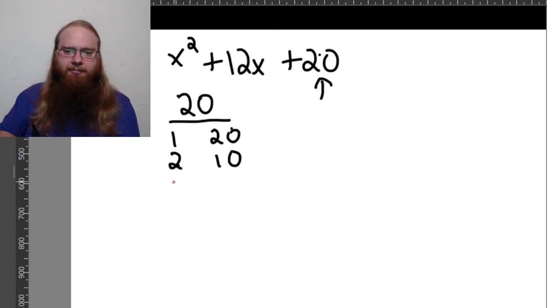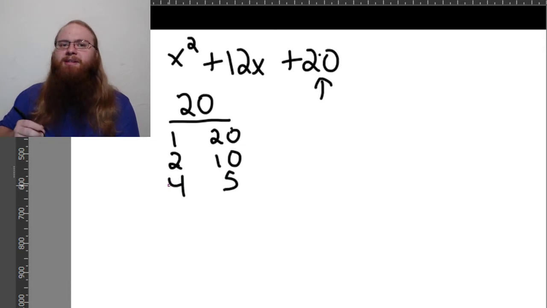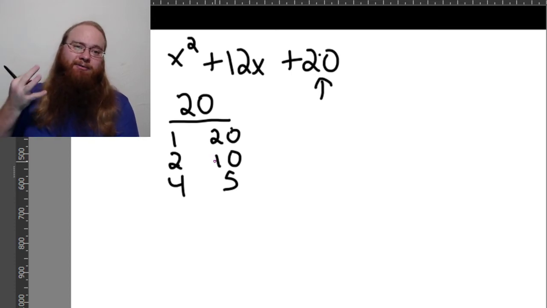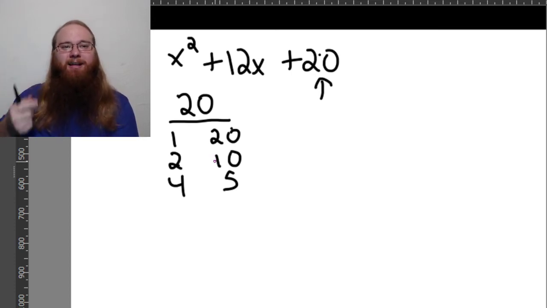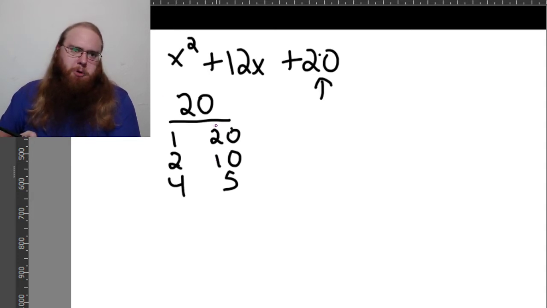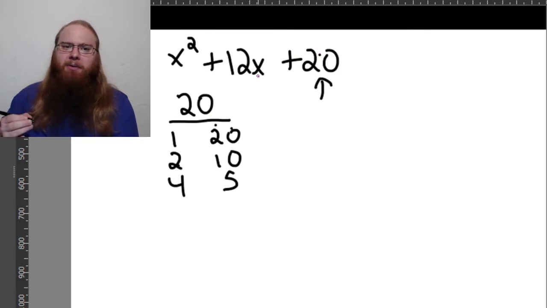So we can't put a 3 in, but we can put a 4 in: 4 times 5. Now notice, if I were to write a 5 down here, I would be writing a 4 here, which is the same pair. We're not going to rewrite them. So these are our only 3 choices. These are the only 3 ways to multiply two numbers together to get 20. So what does that mean? Well, that means we're done with the first part.